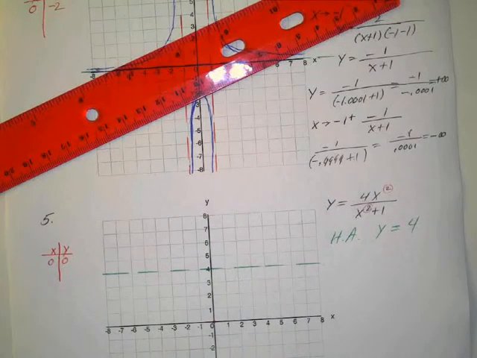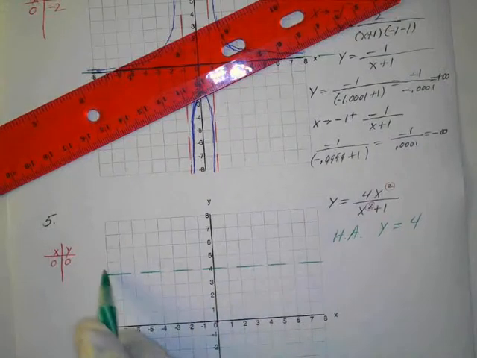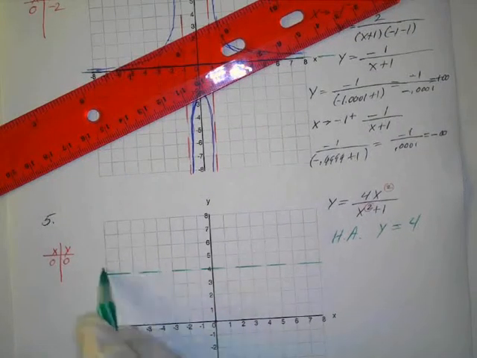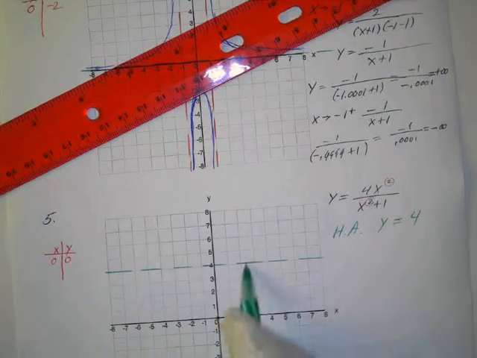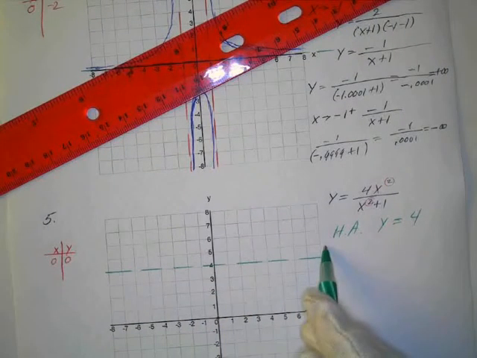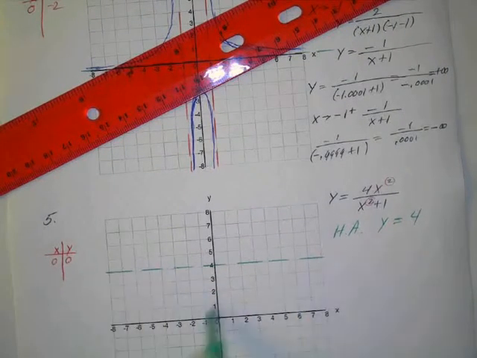So we've got that. So it could come down. It could kind of cross the asymptote like that. They can do some things like that, go back down. They can cross.